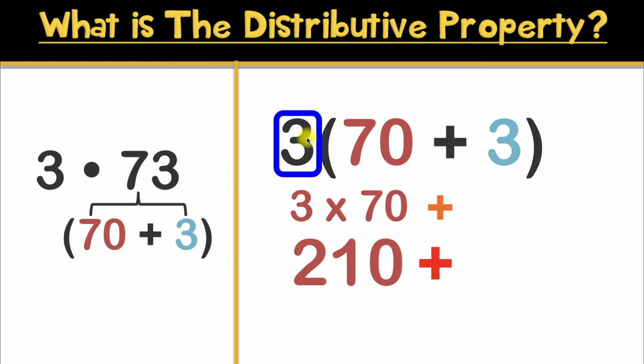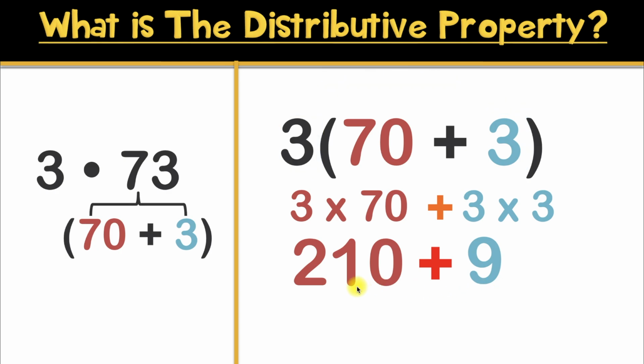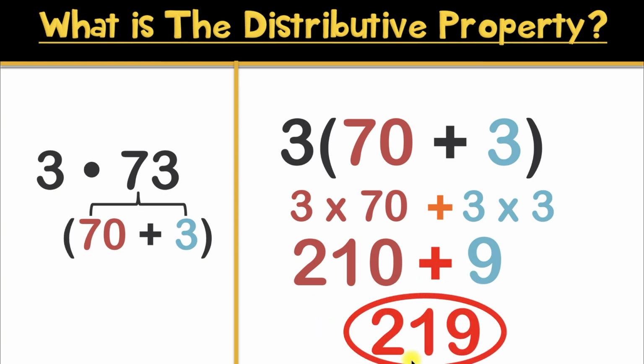And then we'll distribute again. But this time we'll distribute to the second value, which is the 3. That gives us 3 times 3. And 3 times 3 is 9. So now we've got 210 plus 9. That's just 219, which is definitely a lot easier than trying to multiply 3 times 73 mentally. That would be way more challenging.